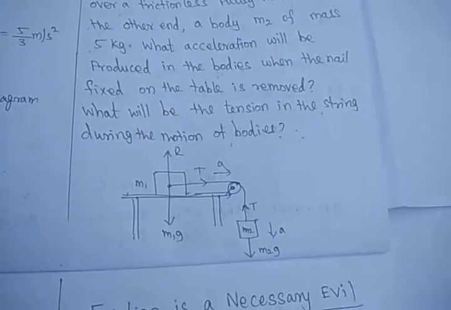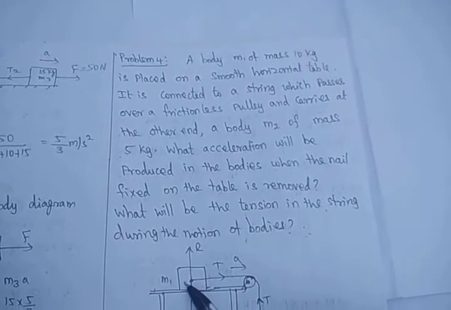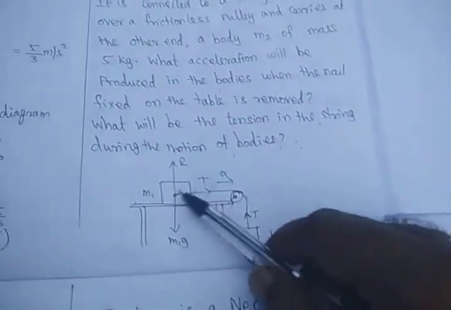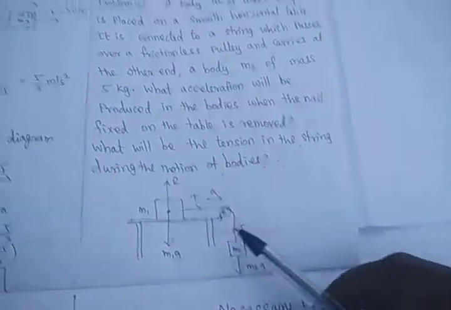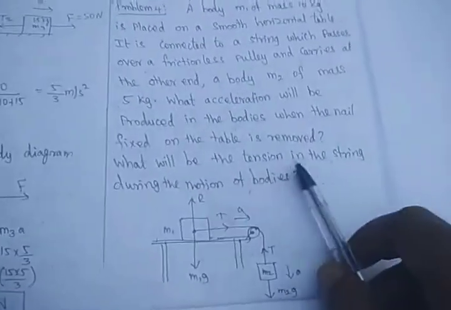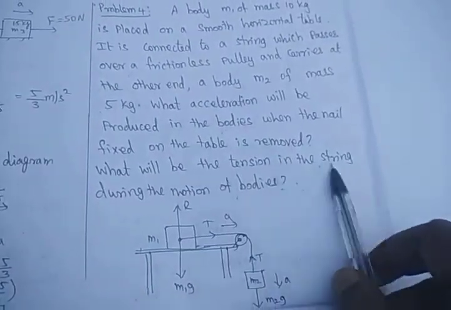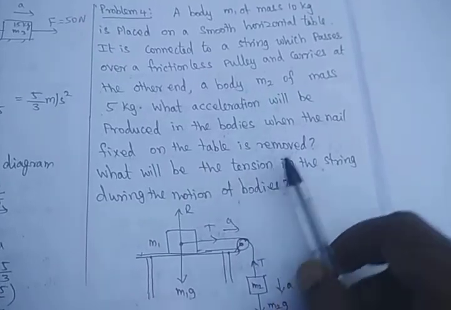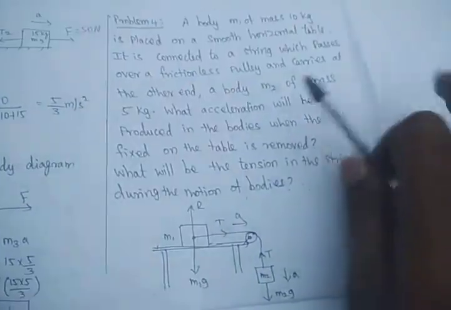If you remove the nail, this is the weight of the mass. The mass here is 10 kg, and here the mass is 5 kg. Then what will happen? Accordingly, it will move. So what will be the tension in the string during the motion of the bodies? We have to discuss the acceleration as well as the tension.